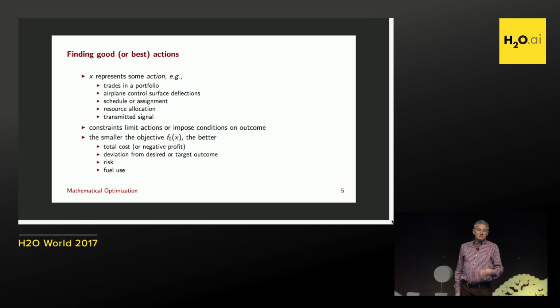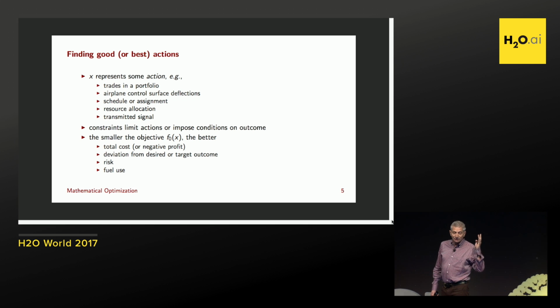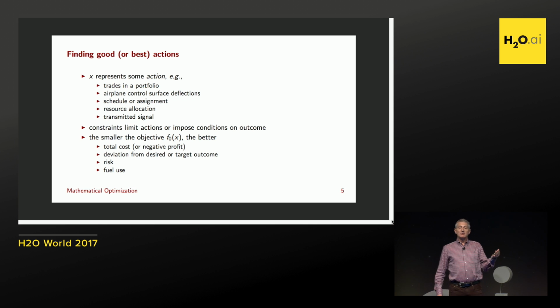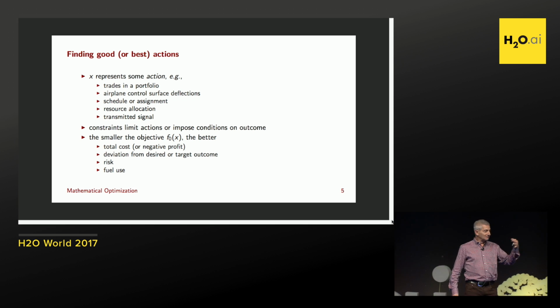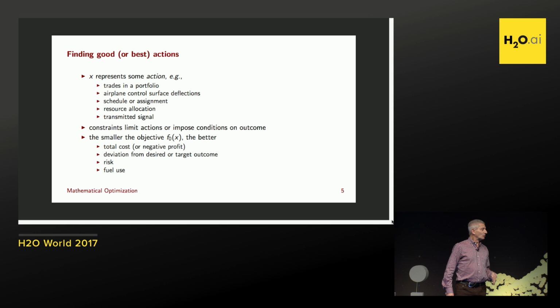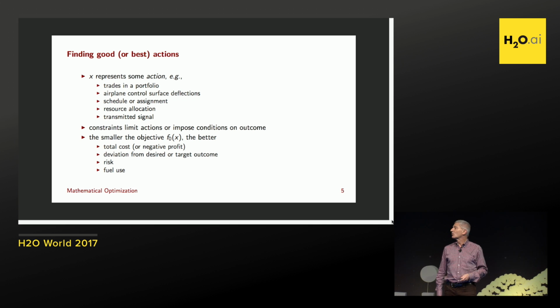Now the constraints here, they're going to limit or impose actions on the outcome. So for example, they might be legal. If you're running a mutual fund, you're not allowed to have short positions, for example. If you are doing a schedule or an assignment, it tells you that yes, you do have to have one surgeon for a surgery, right? Or an anesthesiologist. That would be a requirement.